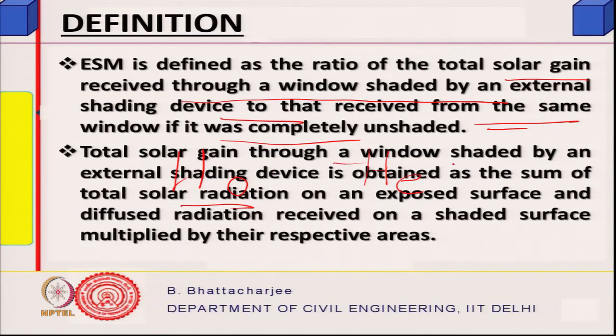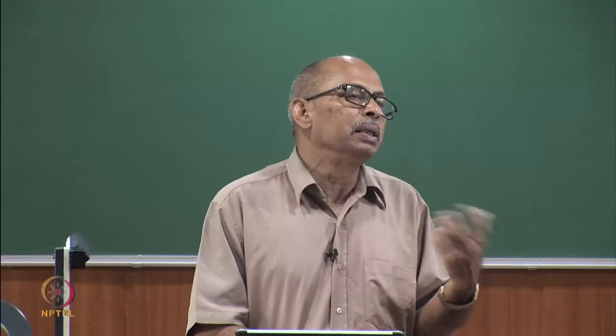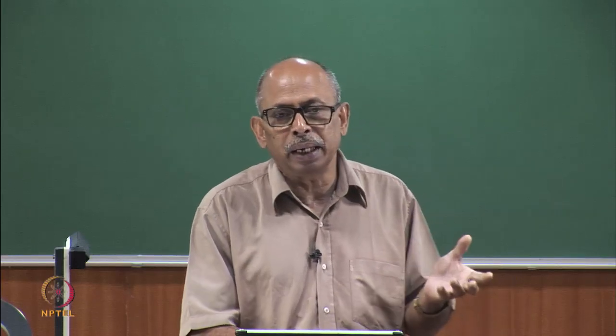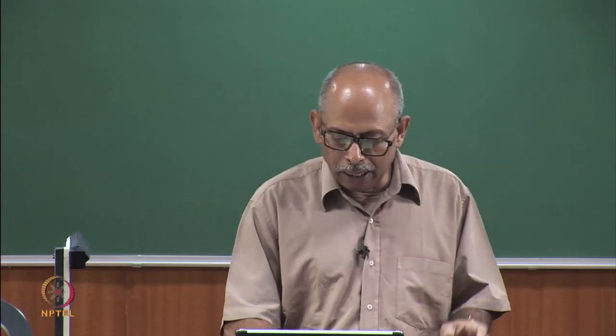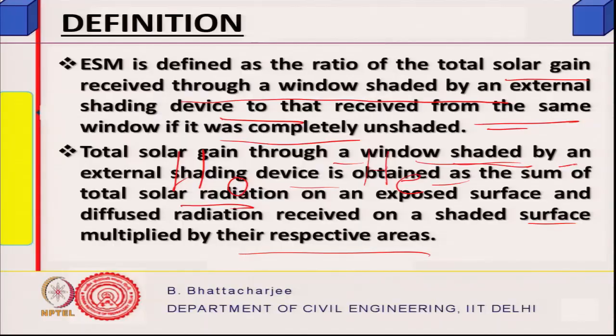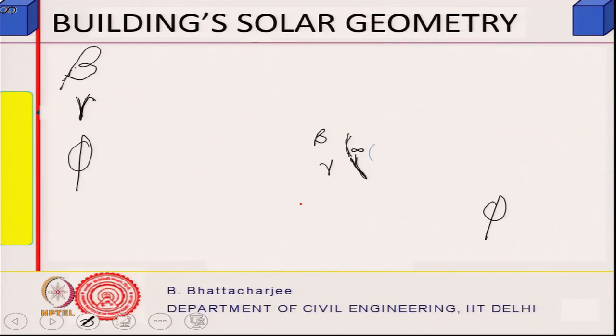So, total solar gain through a window shaded by an external shading device is obtained as the sum of the total solar radiation on an exposed surface and diffused radiation received on the shaded surface, multiplied by their respective areas. So, it is basically intensity of radiation, both diffused and direct, multiplied by the area. So, let us see how it is. The algebra is not very complex.